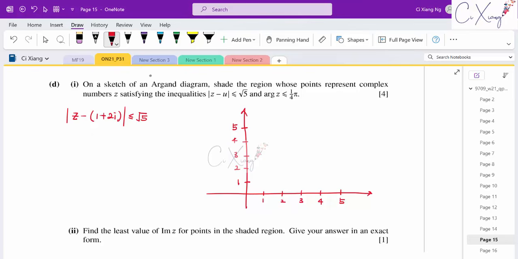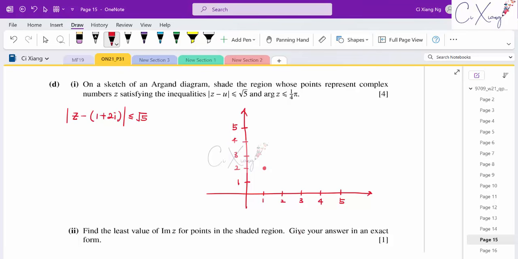Okay, so when I'm drawing a circle, this inequality or equation is basically a circle with a radius of square root 5. Where's the center of the circle? The center of the circle will be 1, 2. So for 1 and 2, I will just plot it here. And then the radius should be square root 5. So you need to roughly count the length of square root 5, and then you try to plot maybe the 4 points here, and then form a circle.